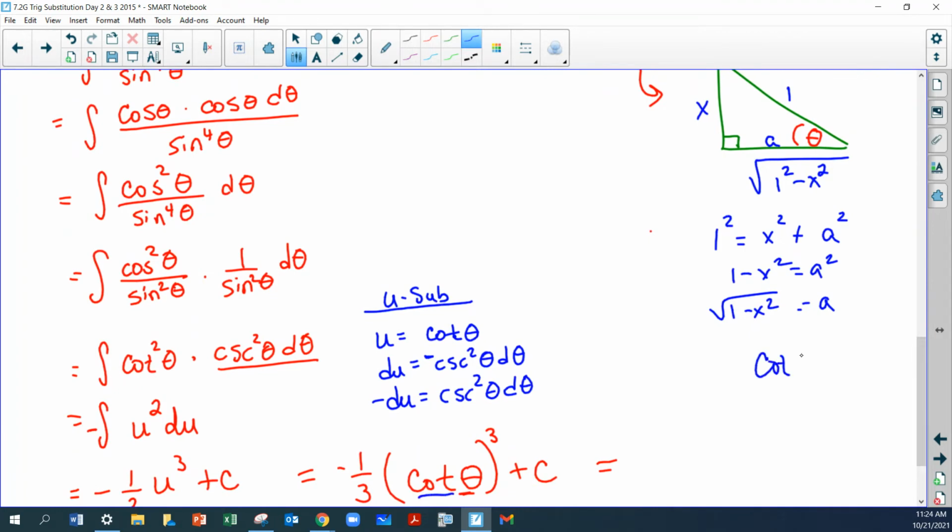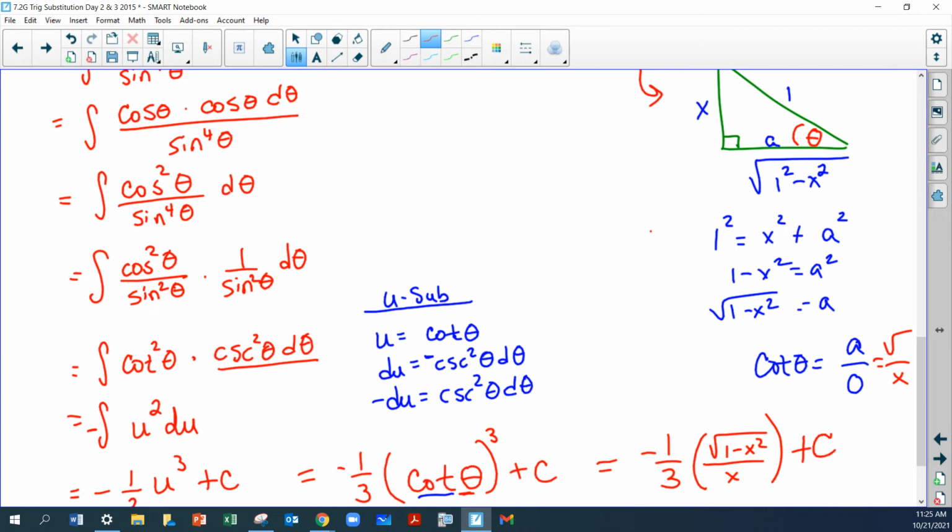I know that cotan of theta would be, well, tangent is opposite over adjacent, so this must be adjacent over opposite. Adjacent is the square root. So back to our answer, we're going to have negative 1/3 cotan, which is going to be adjacent, our square root stuff. Opposite is x. So it's going to be square root of 1 minus x squared over x plus some constant. And let's just leave it, that's fine. Beautiful.